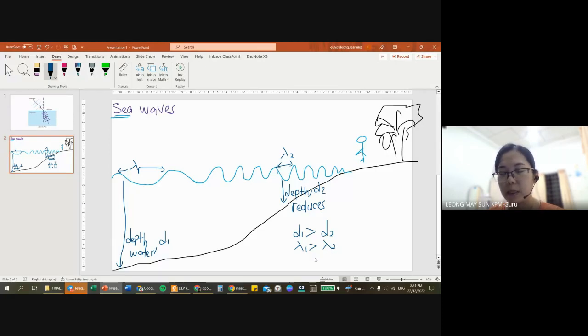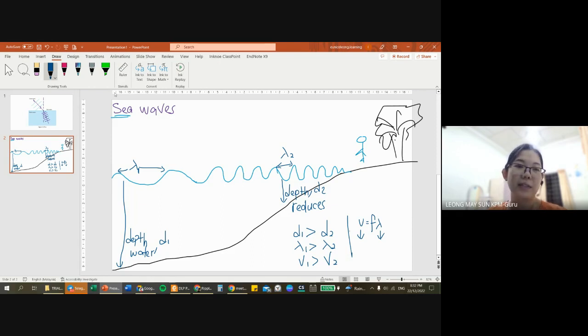That's one thing. Then after that, because of the formula V equals F lambda, the wavelength right now has decreased, so the speed will also decrease as well. All right. So the wave speed at 1 is greater compared to the wave speed at 2.